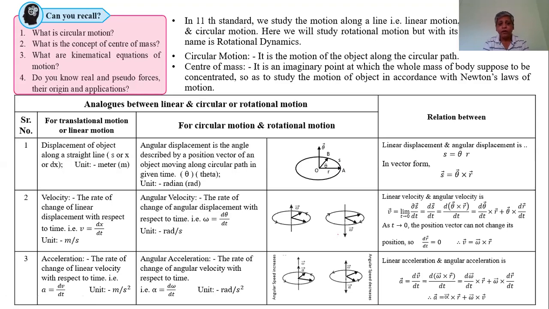The relation between linear displacement and angular displacement can be represented here: S is equal to theta into R. Since angle is equal to the length of arc upon its radius, which we have already studied in the 9th standard in geometry, from that equation we write S is equal to theta into R.